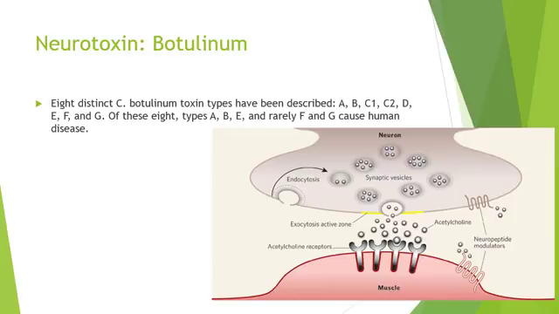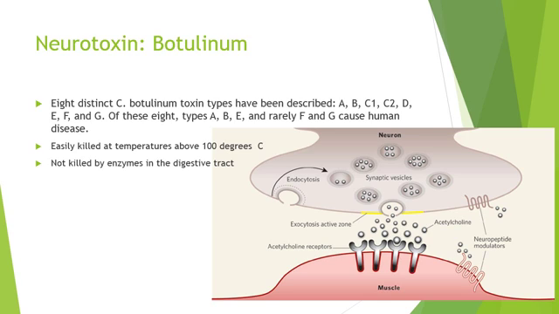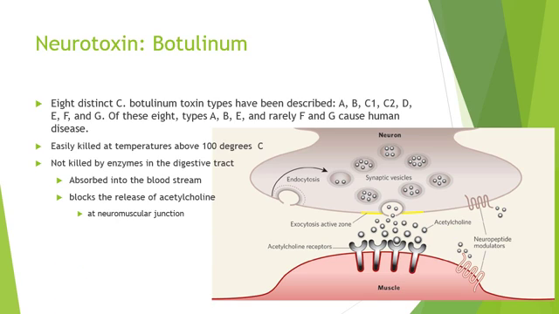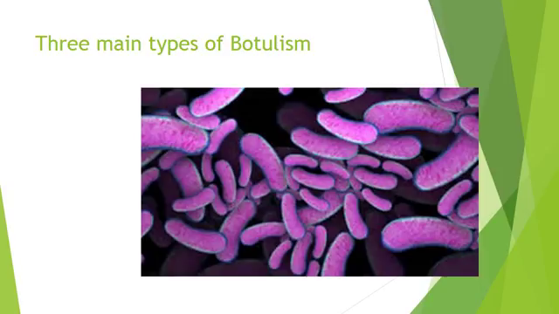These are a few of the different types of botulism toxin that there are. Botulism can be killed, but it has to be done at temperatures over 100 degrees Celsius. It cannot be killed by the enzymes in our digestive tract. That's why it's such a potent neurotoxin, because our body has no defense against it. Once it's in our digestive system, it quickly moves to the bloodstream and travels throughout the body. And so here's the mechanism of action.